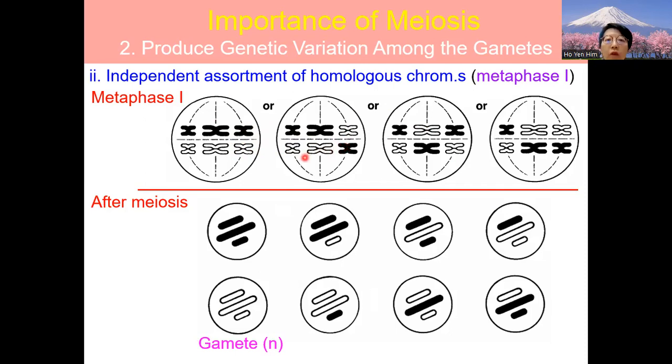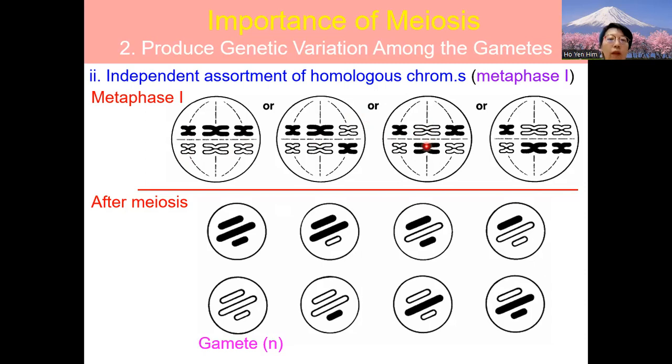Therefore this is called independent assortment. Assortment means arrangement. Independent arrangement of homologous chromosomes. Why independent? Because how each pair arranges at the equator is independent of the other pair. So no matter how this pair arranged, this pair has got 2 ways to arrange, this pair has got 2 ways, this pair also has 2 ways. So they're independent of each other when they arrange at the equator. They don't care how you arrange; I will arrange in my way that I like, randomly. So each pair has 2 ways to arrange.